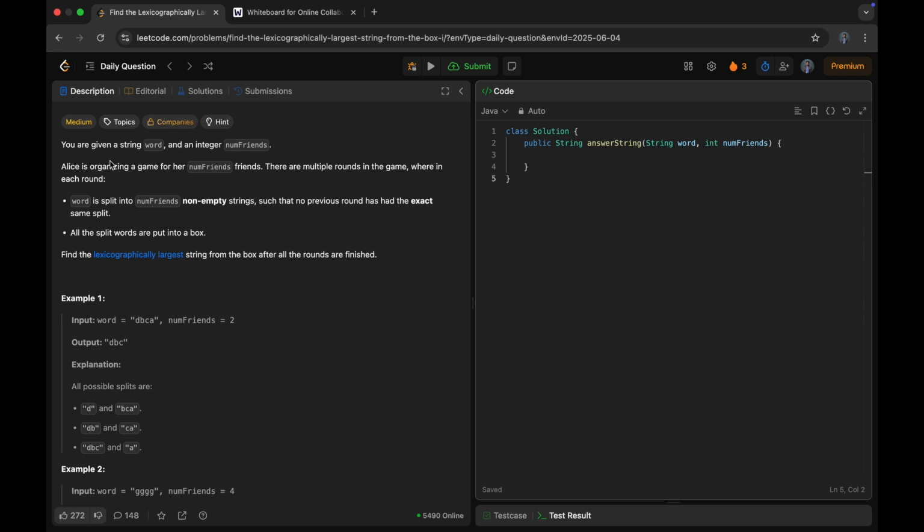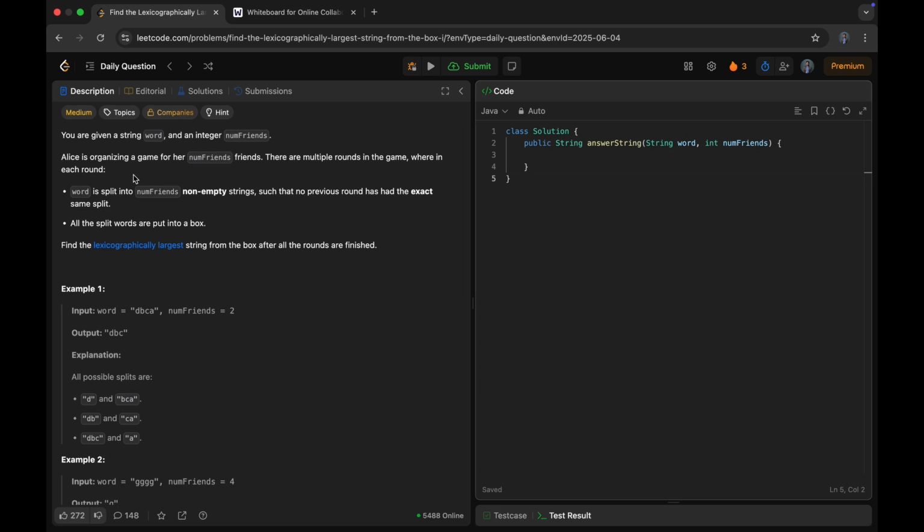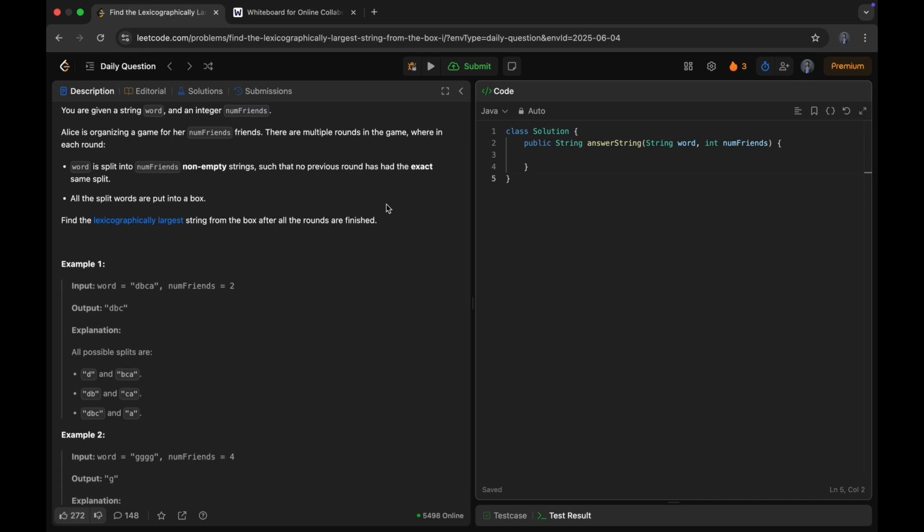You are given a string word and an integer numFriends. Alice is organizing a game for her numFriends friends. There are multiple rounds in the game, where in each round word is split into numFriends non-empty strings such that no previous round has had the exact same split. All the split words are put into a box. Find the lexicographically largest string from the box after all the rounds are finished.